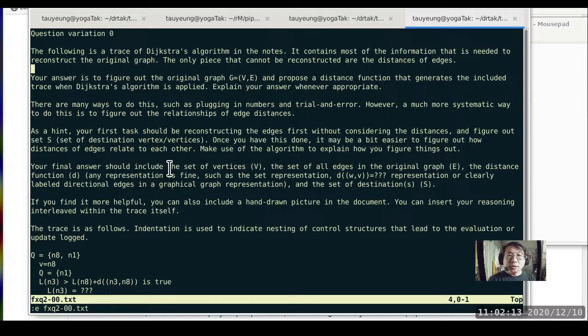The final answer should include the set of vertices, the set of all edges in the original graph, the distance function d, which maps edges to real numbers, and the set of destinations S. If you find it more helpful, you can also include a hand-drawn picture in the document. You can insert your reasoning interleaved within the trace itself. And here's the trace.